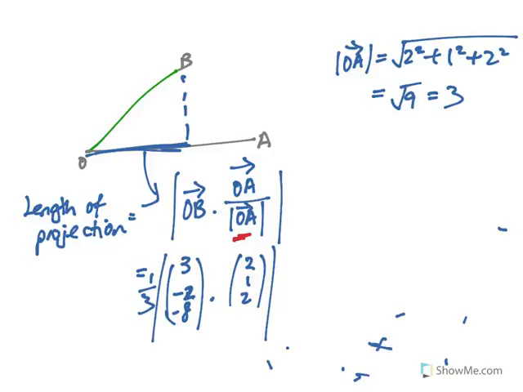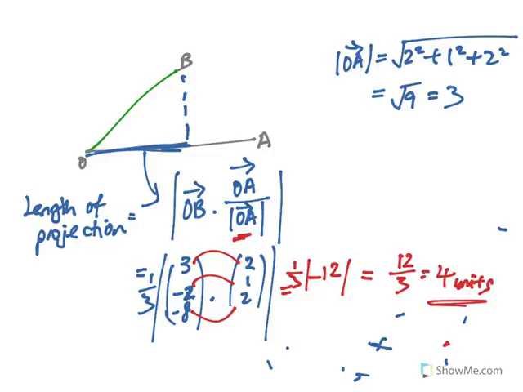Doing the scalar product, 6 minus 2 minus 16, you end up with negative 12, and 1/3 outside, so you end up with negative 12 over 3. The modulus of negative 12 is just 12, divided by 3, which gives you 4. So this is the length of projection of OB onto OA.